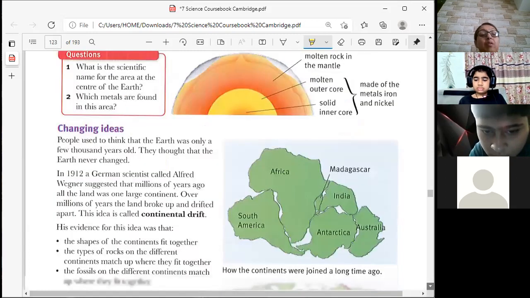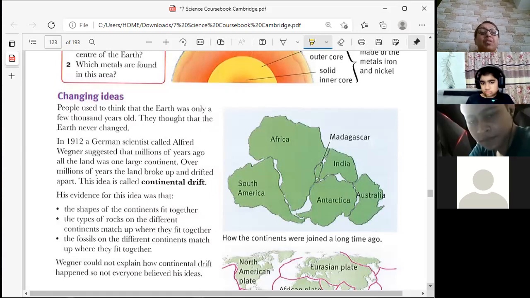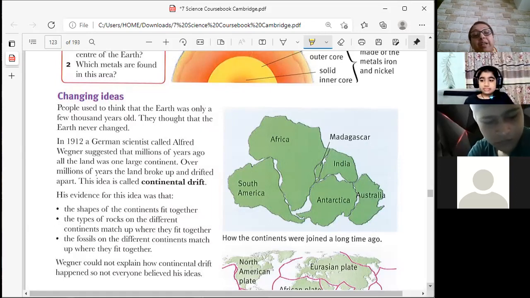Okay. Now we're talking about changing ideas. People used to think that Earth was only a few thousand years old. They thought that the Earth never changed. In 1912, a German scientist called Alfred Wegener suggested that millions of years ago, all the land was one large continent. He said over millions of years, the land broke up and drifted apart. This idea is called continental drift.